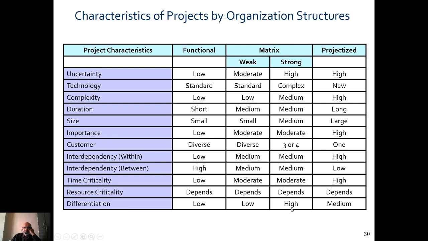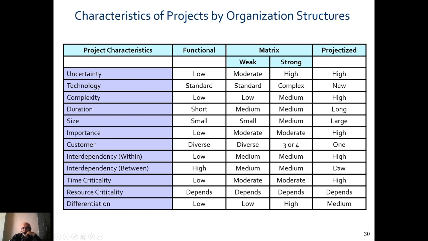Just see to it. In case of projectized, there is no career path as such. So just see to it and compare movies here, right? In projectized. Of course, the functional will be having either low, small, diverse. In the weak matrix, a little bit of improvement you can see, but not too much. Here, significant improvement you can see. And the story of time criticality, high time criticality.